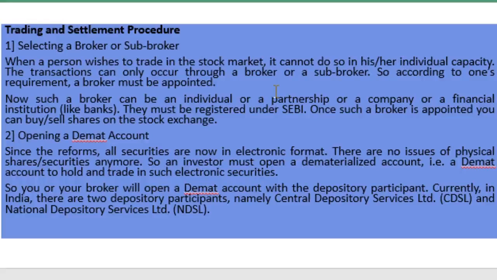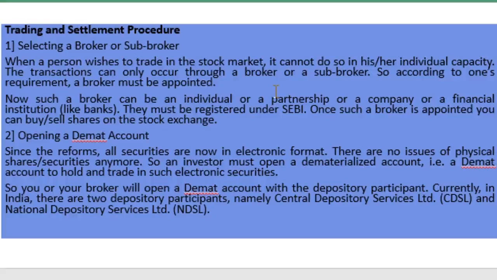When a person wishes to trade in the securities market, they cannot do so in their individual capacity. The transaction can only occur through a broker or sub-broker. So according to one's requirement, a broker must be appointed. That is the first step. If we want to do business, we appoint or select a broker or sub-broker.